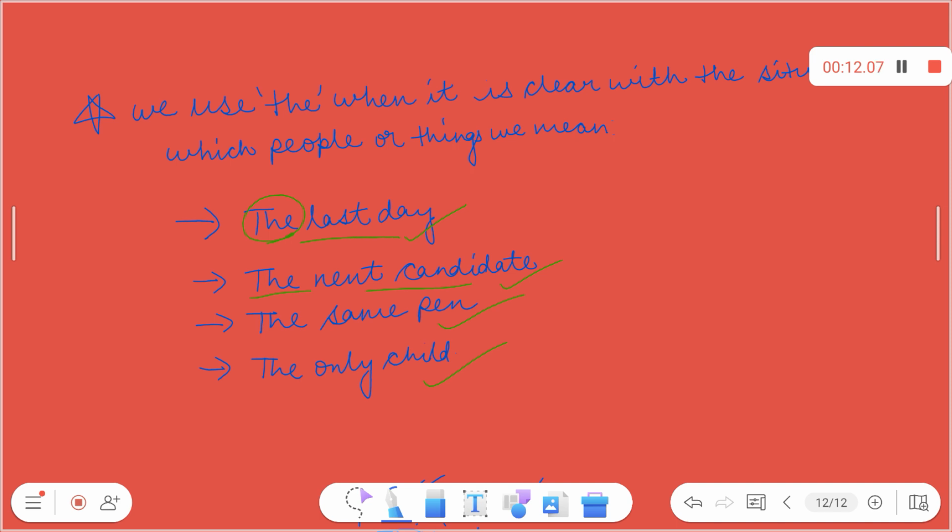So this is what we studied today. We studied about "a", "an" and "the". We even studied what determiners are. When we determine something, it is called a determiner. We studied this properly in the beginning of this video, and we have also studied where we use "a", where we use "an", and where we use "the".